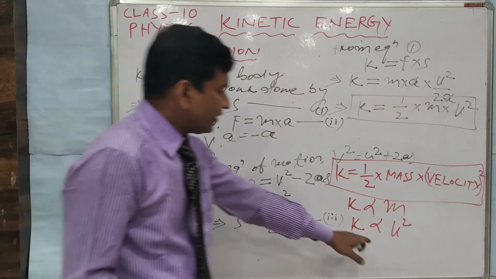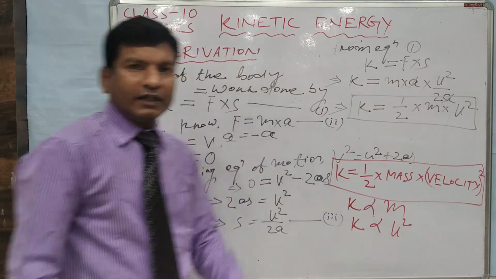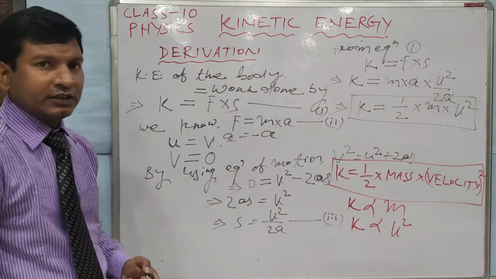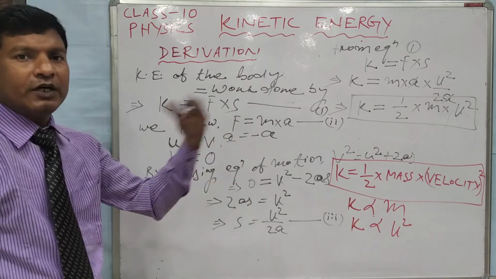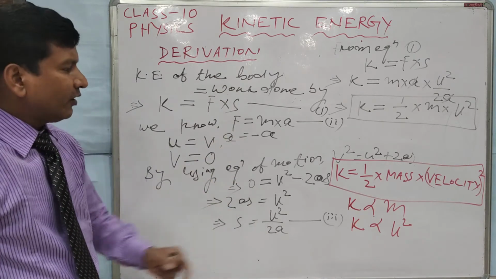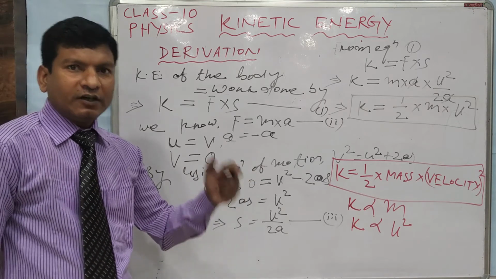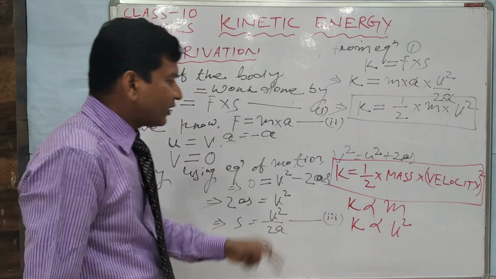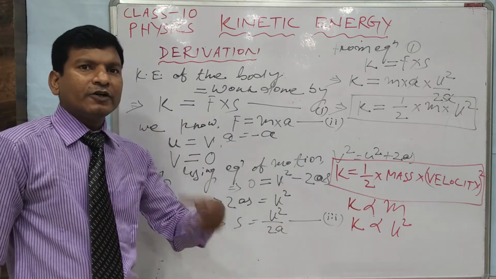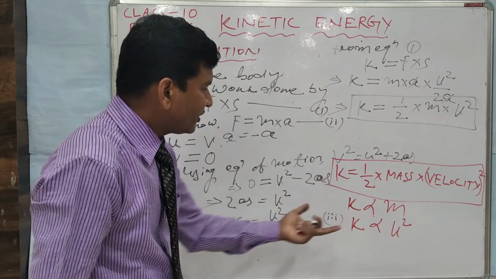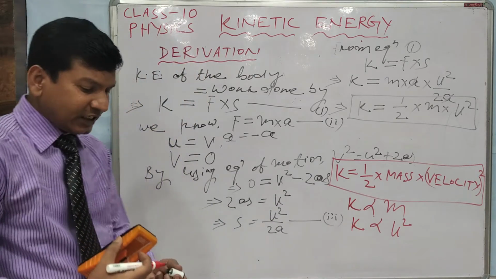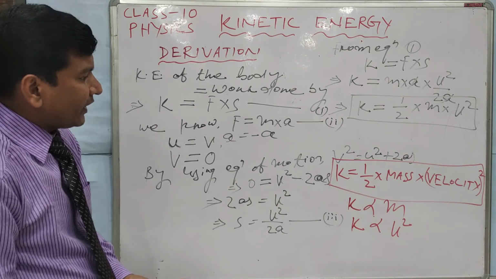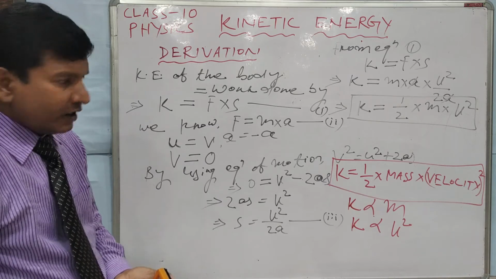In the same way, when the velocity of the body becomes triple, then the kinetic energy of the body becomes 9 times. It will be the square of that. Square of 2 means 4. Square of 3 means 9. If the final velocity of a body becomes 4 times the initial velocity, the kinetic energy will become how many times? 4 into 4, square of 4. So 4 into 4 is 16 times. Kinetic energy becomes 16 times. So this is how you will understand the relation between the kinetic energy and mass and also the velocity.